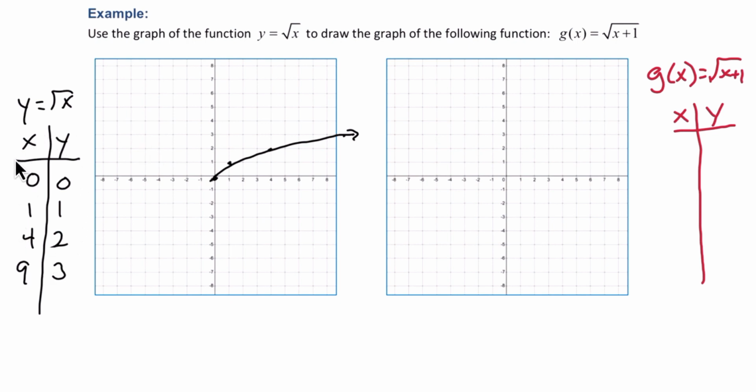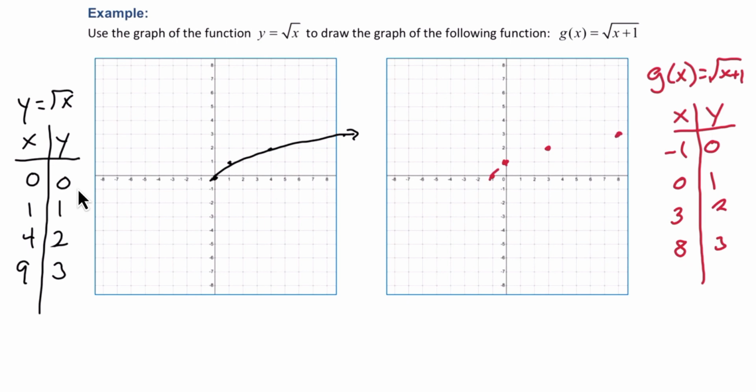So looking at our table of values from the original parent graph, we're going to subtract 1 on each of the x values. And the y values are not going to be affected. So we'll just copy the y column and then plot those points. And after we graph, we can see that from the black graph to the red graph, the red has been shifted to the left 1 unit.